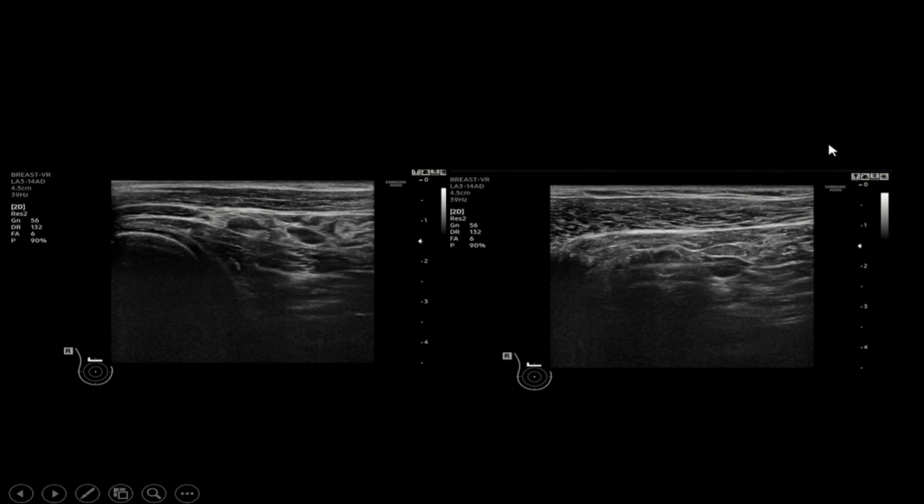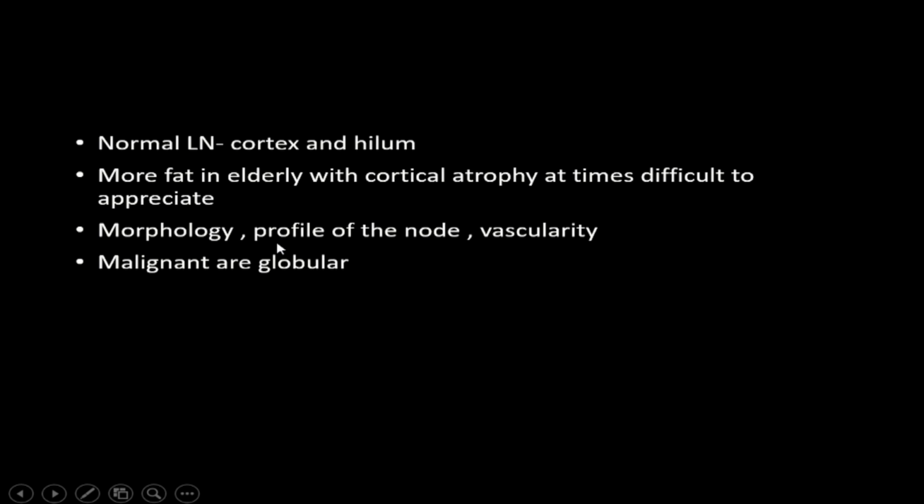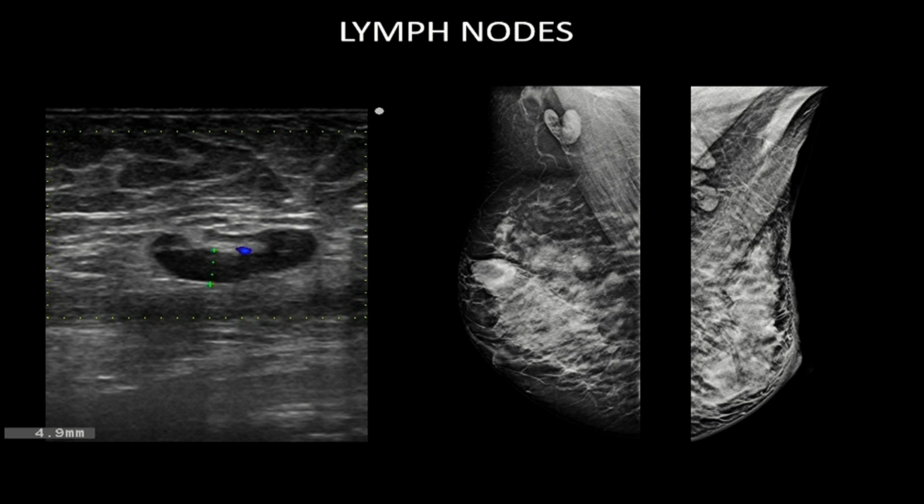So these are examples of level 1 and 2. This is pectoralis major, minor. These are normal lymph nodes which are level 2 or 3, and these are level 1 lymph nodes. This is the axilla. And these are the lymph nodes.